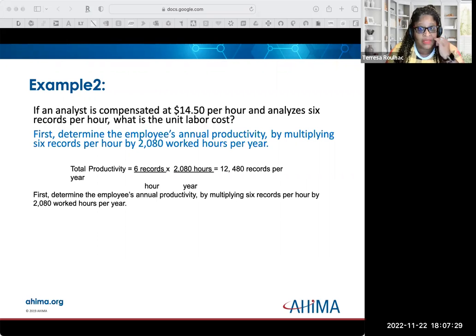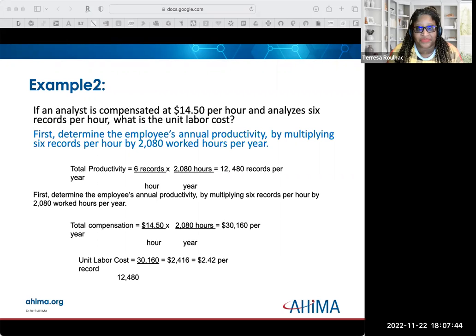Then we determine the employee's annual compensation. We multiply $14.50 times 2,080 hours, giving us $30,160. 30,160 divided by 12,480 equals 2.416, or $2.42 per record.